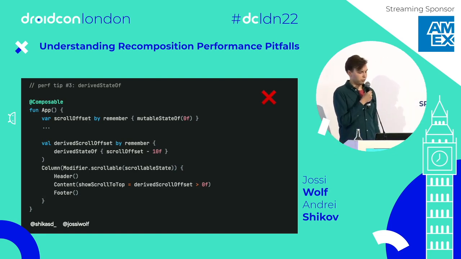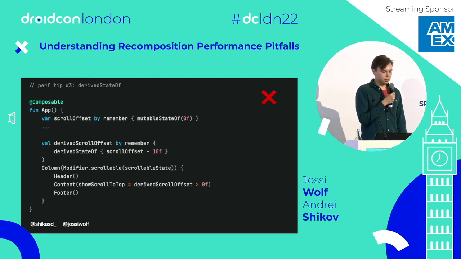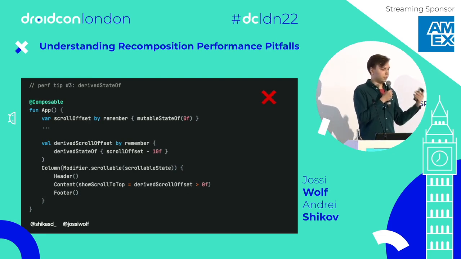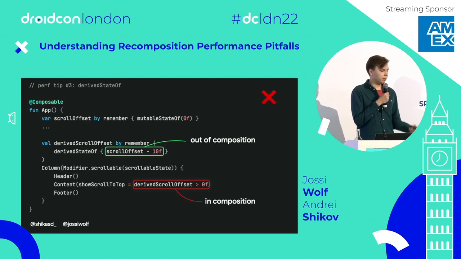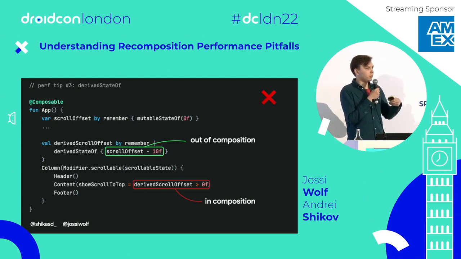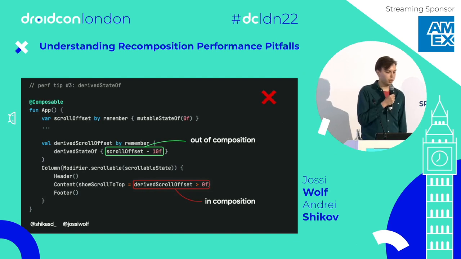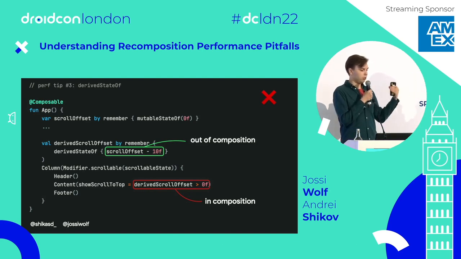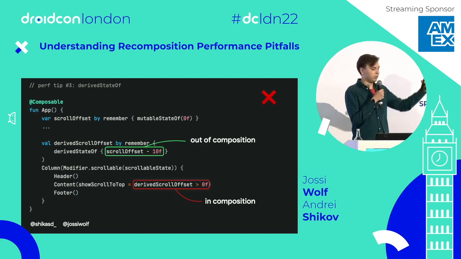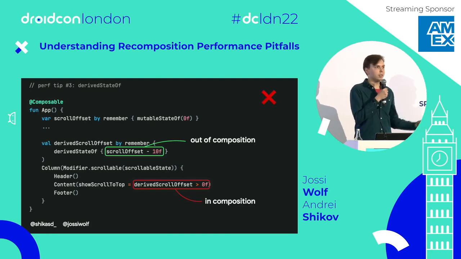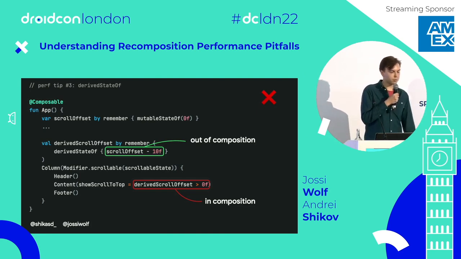Something not to do with derived state is to use the state to figure out values with the same frequency. So scroll offset updates to some value, and we subtract 10 here. And we calculate this value out of the composition, but it will always be changing because scroll offset values are different whenever you scroll, right? But the actual value of this derived scroll offset is used in composition. And that means it will be updating with the same frequency as the scroll offset will.